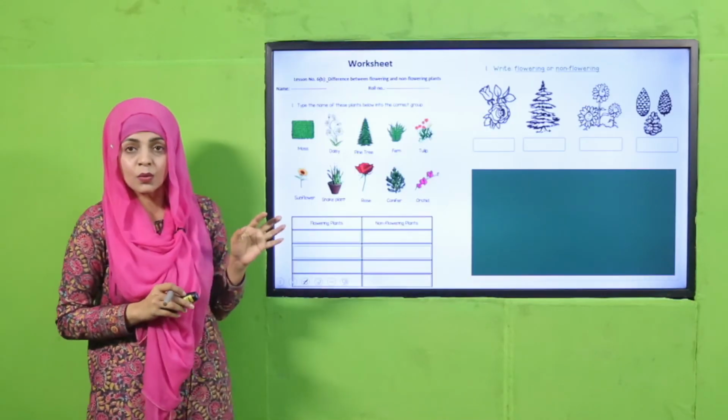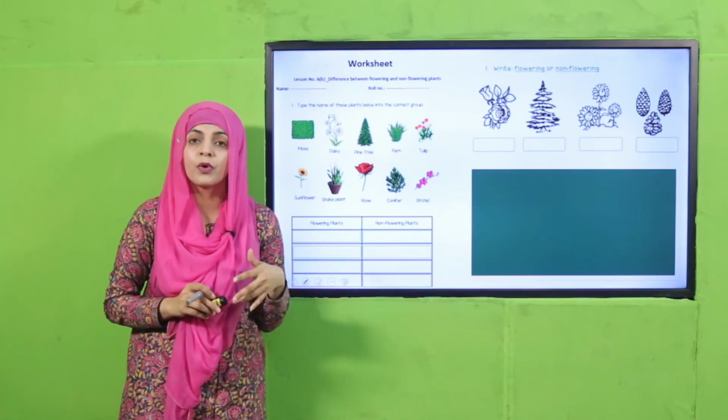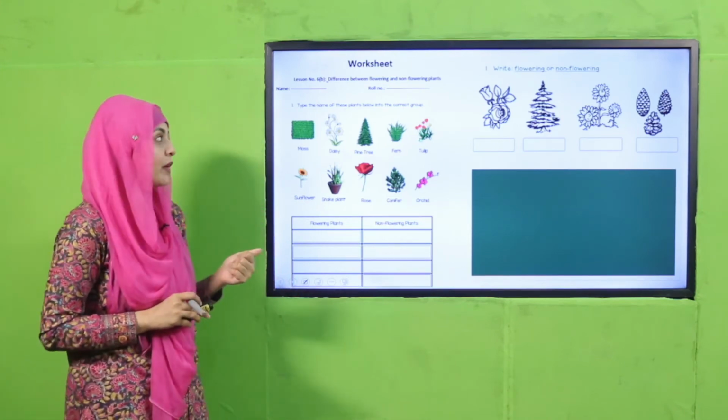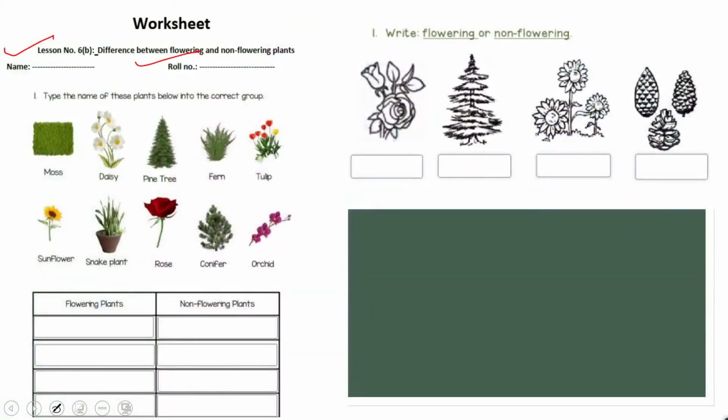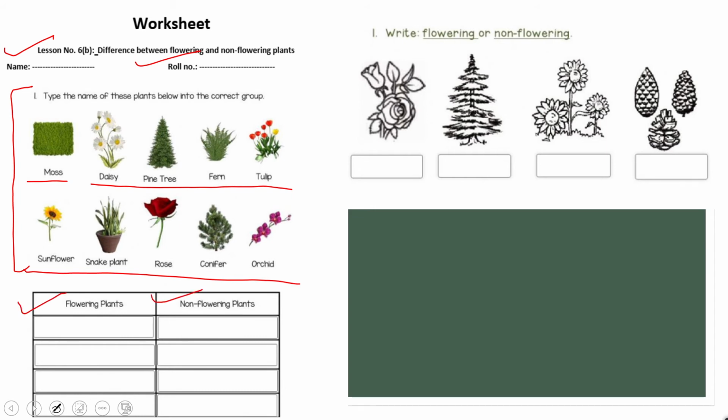So my dear students, another worksheet, you can also download it from the description box or get it in print form by your teacher. Write down your name and your roll number, and there are different types of plants with their names written underneath them. What you need to do is you need to categorize them into flowering and non-flowering plants. The ones which are flowering, write them into this column, and ones which are non-flowering, write them in non-flowering section.